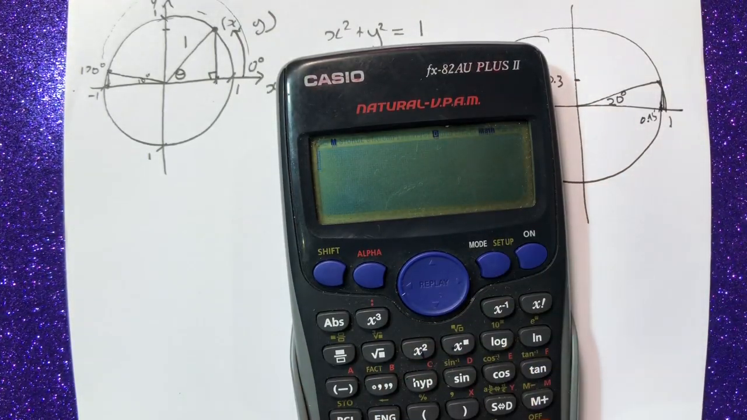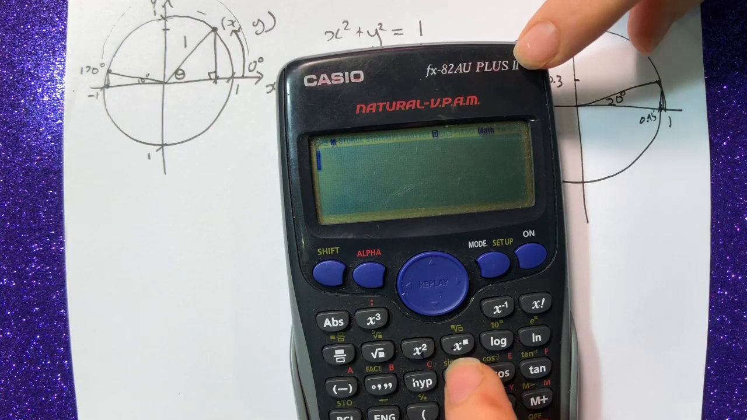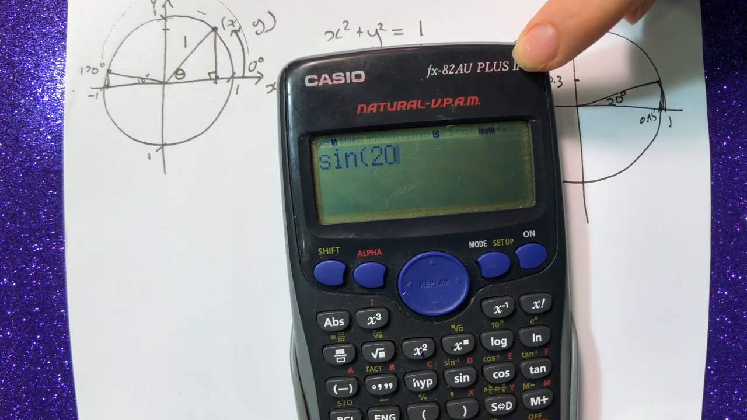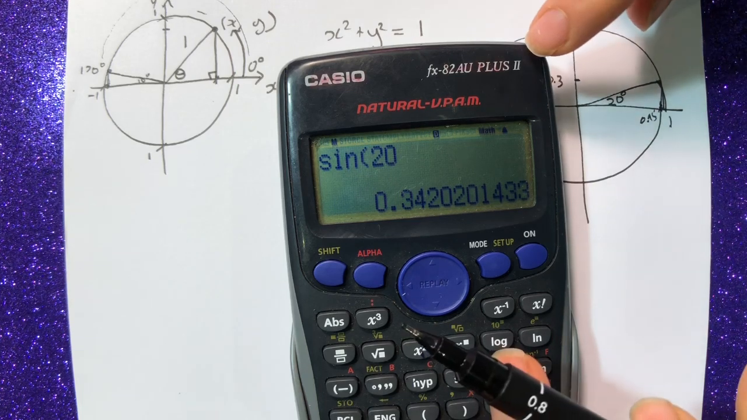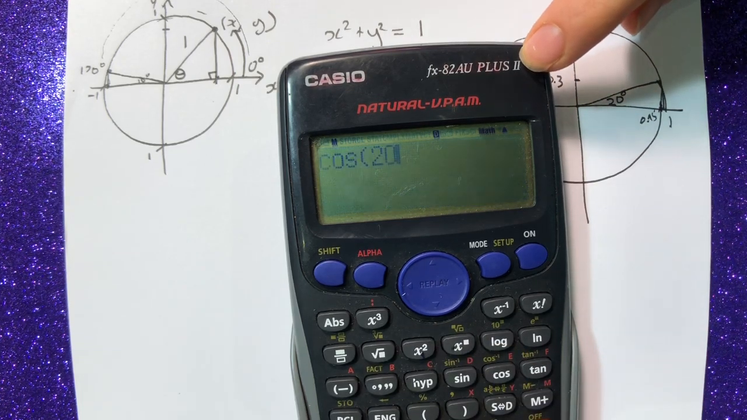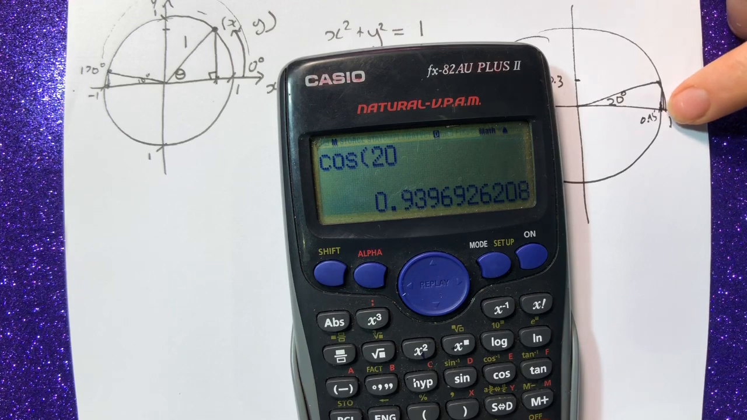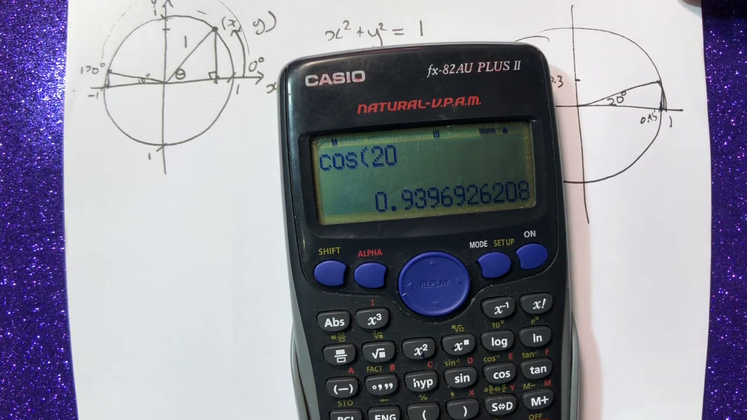Please work. Yay. So I'm going to go the sine of 20, which should be my y value. 0.34. I wasn't too far off. I'll do the cos of 20. 0.93. Oh, I was even better with cos. All right. And the tan.